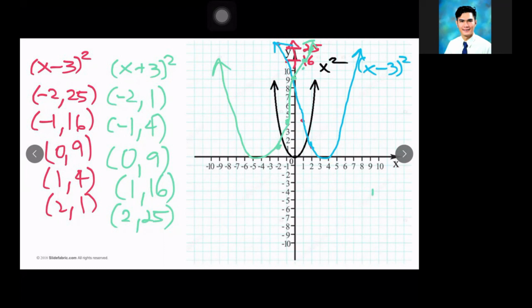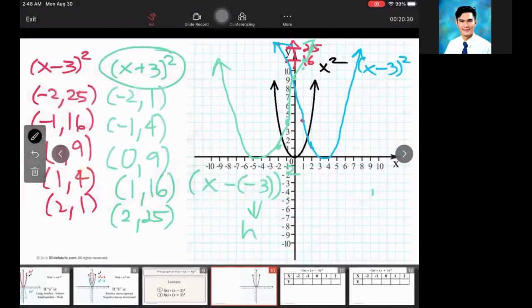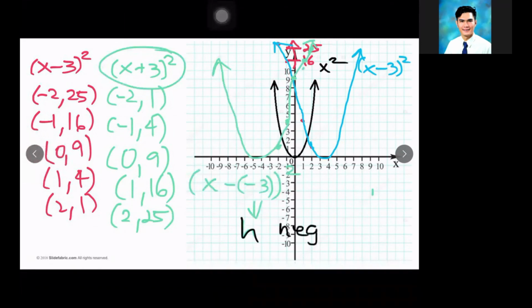Okay, so that's good. So from here, in terms of evaluating, if x plus 3 is inside the parentheses, we can just write it as x minus negative 3 squared. Therefore, in terms of this value, our h is negative. Therefore, if h is negative, it moves to the left. So that is the behavior of the graph that we need to remember. If h is negative, it moves to the left. And if h is positive, it moves to the right.